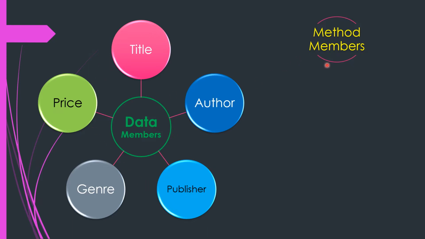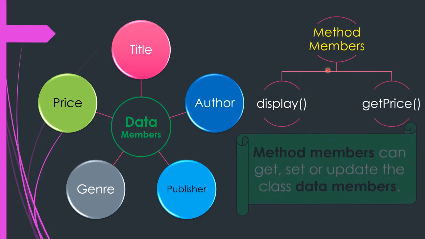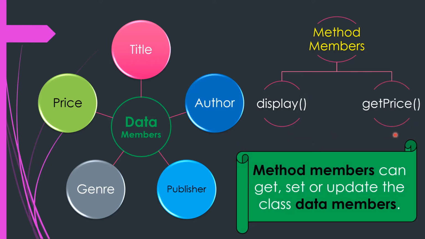Now what are the method members? Here its name suggests that it is something related to method. So we can relate this to the certain actions that we want to perform. Suppose you want to display the details. So what will be the method member for displaying details of the book? It will be display. And for finding price, you can use the method get price.